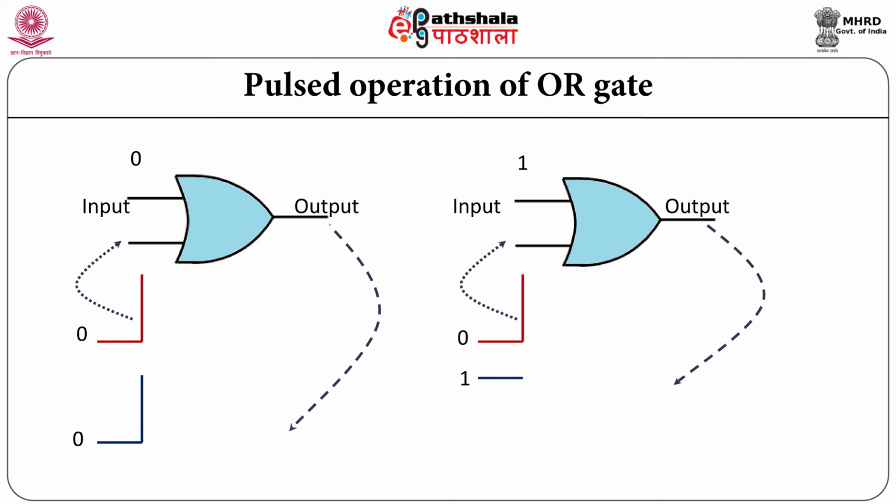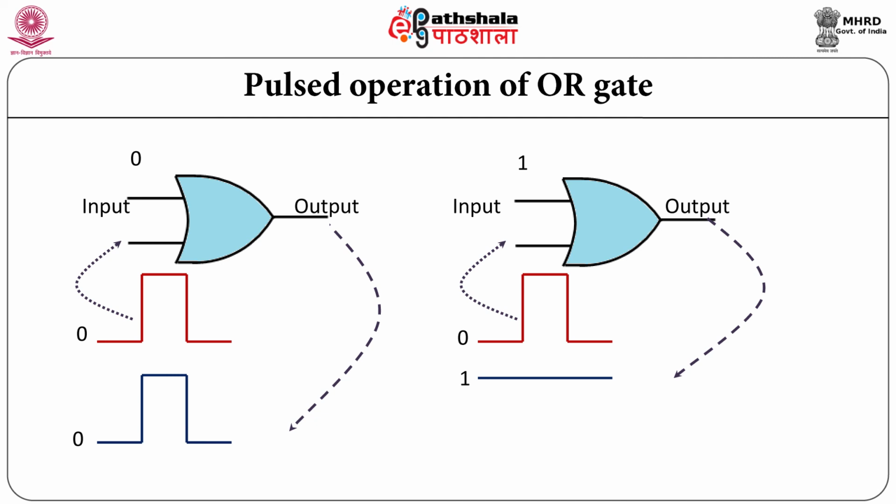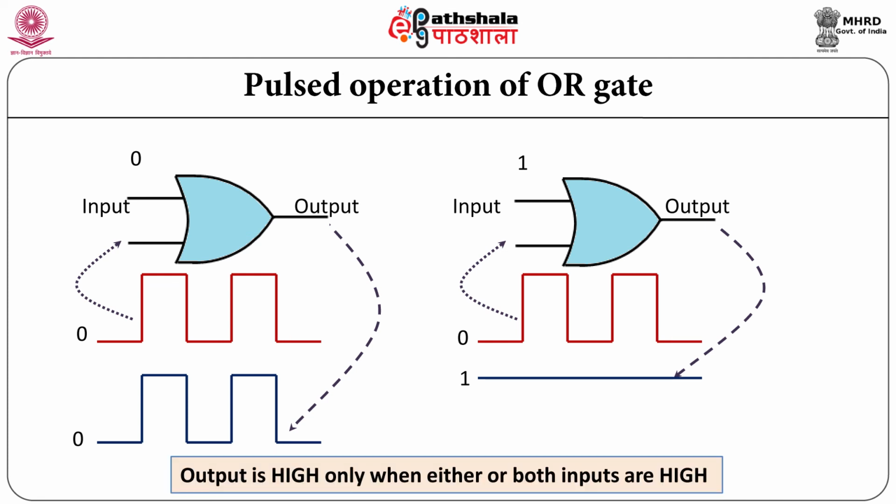As seen from the waveform, the OR gate with one of the inputs at logic 0 transfers the input waveform at the other input to the output, and when the OR gate receives logic 1 at one of the inputs, by default the waveform is blocked, is not allowed to pass, and the output is at logic 1. Thus, we can comment that the output of the OR gate is high when either or both of the inputs are high.